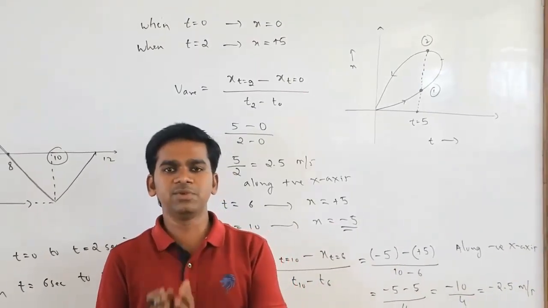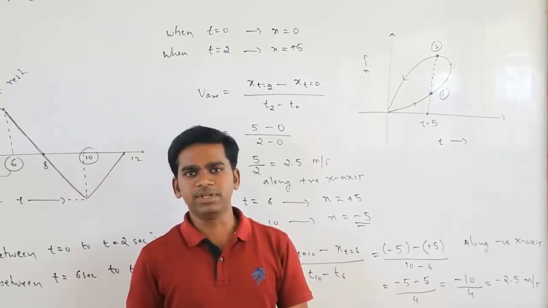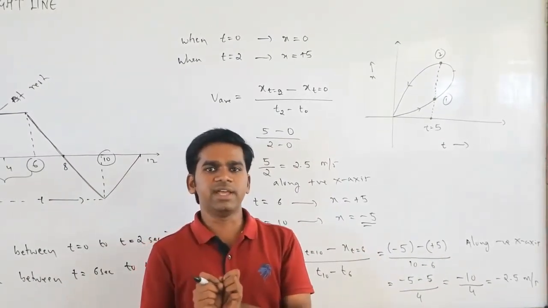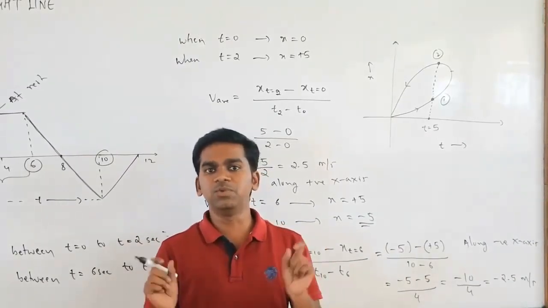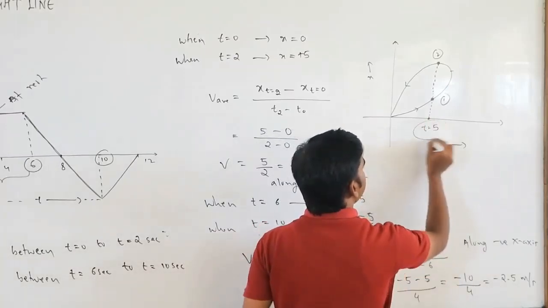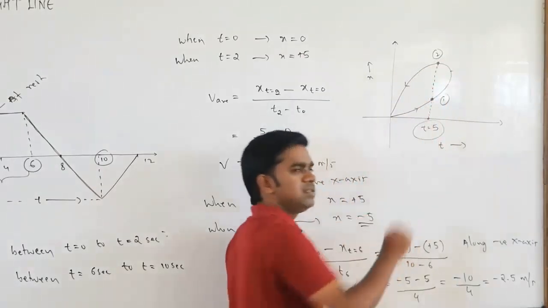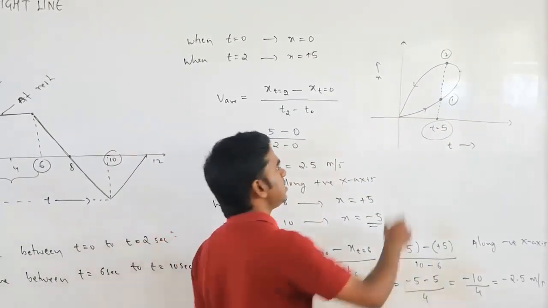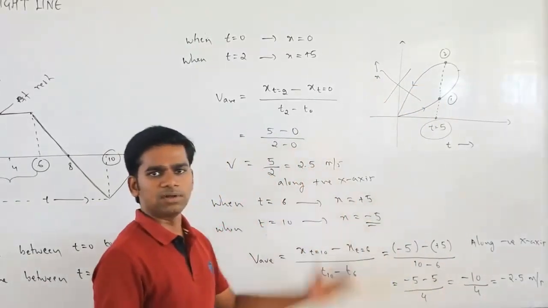It is absolutely not possible. For a given instant of time, any body cannot be in two positions. But what the graph is showing here is that at the same time, t equals 5 seconds, there are two positions. This is absolutely wrong. So this graph cannot be accepted. It means the graph is wrong.